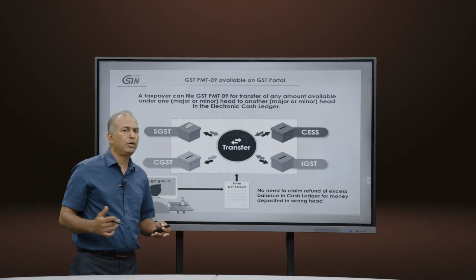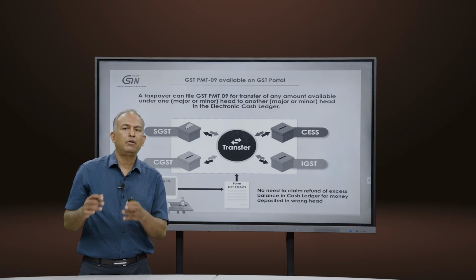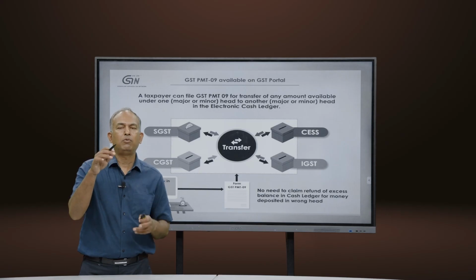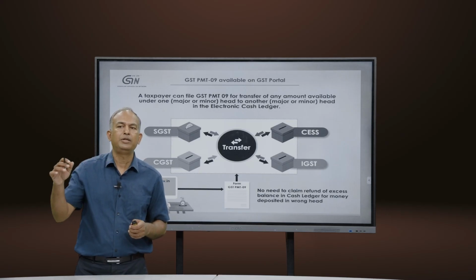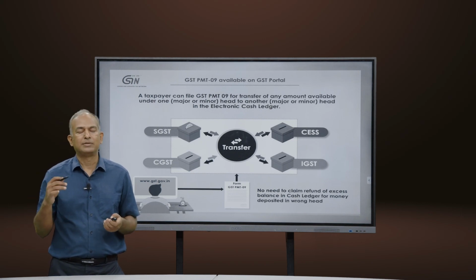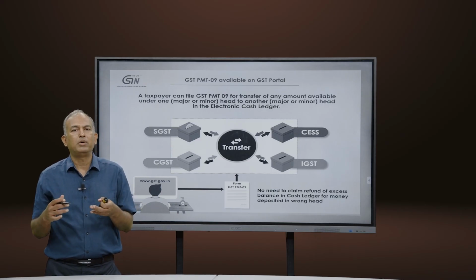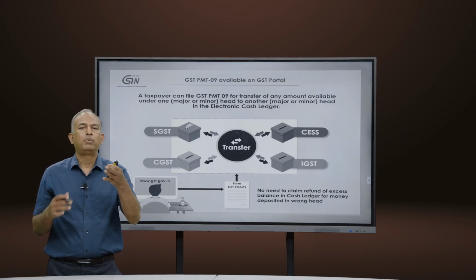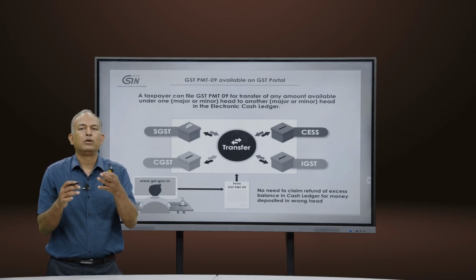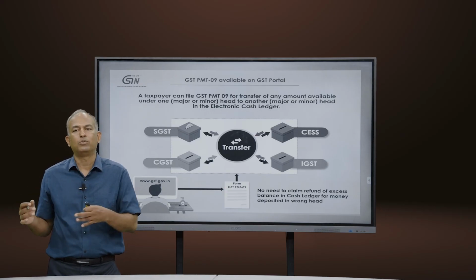A PMT09, you have to visualize this. There is a major head and a minor head against each. So IGST, CGST, SGST will be there, and there will be tax, interest, penalty, fees and others. Under that you have IGST, CGST, SGST and others, and cess. Now the taxpayer had a problem. He deposited money under the tax head pertaining to IGST, and it so happened that in a particular month, he had a balance of IGST in his cash ledger, but he had to pay a CGST amount.